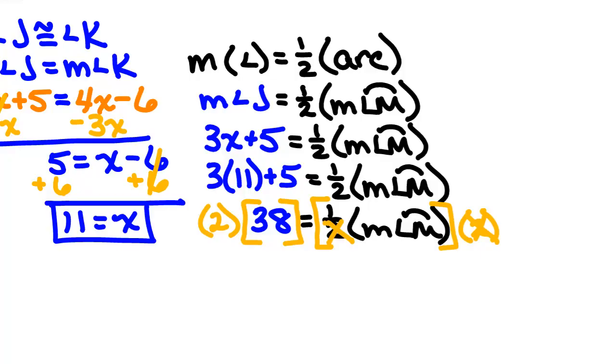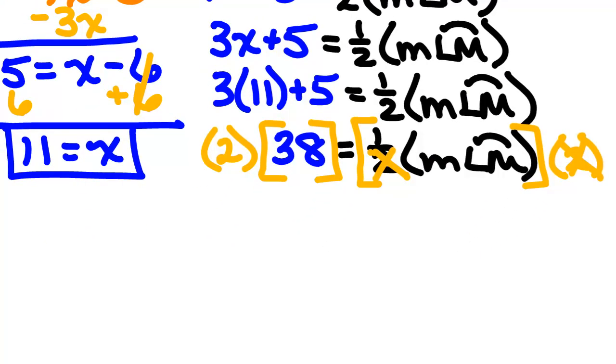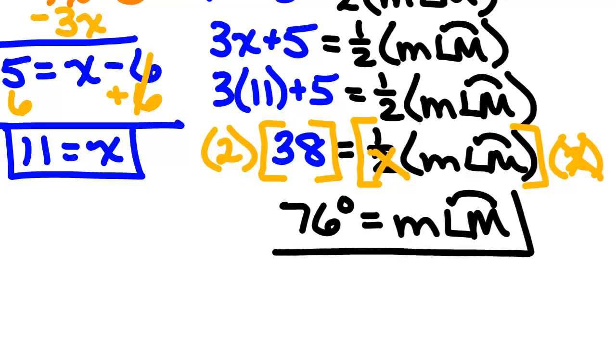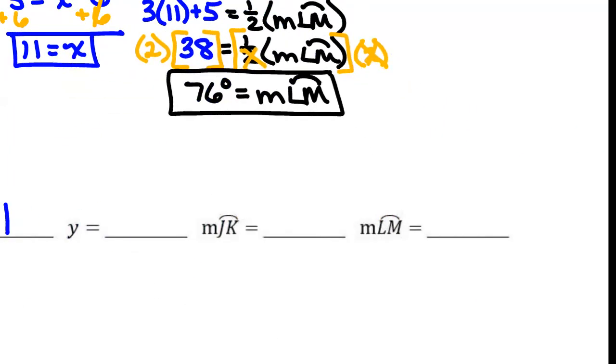Over on the left, I have 2 times 38, which gives me what? 76. You divided instead of multiplied. 76 is equal to the measurement of arc LM. If you're looking for the arc, it will be bigger than the angle. If you're looking for the angle, it will be smaller than the arc when you have inscribed angles. So 76 degrees here for this.